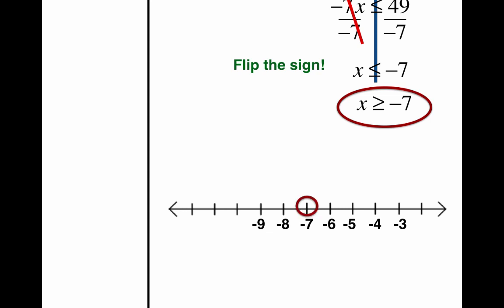And then we're going to circle -7. Let's see, x is greater than or equal to -7, so to the right, all the greater than values, and it's equal, so it's got to be solid. And there it is. There's our solution.